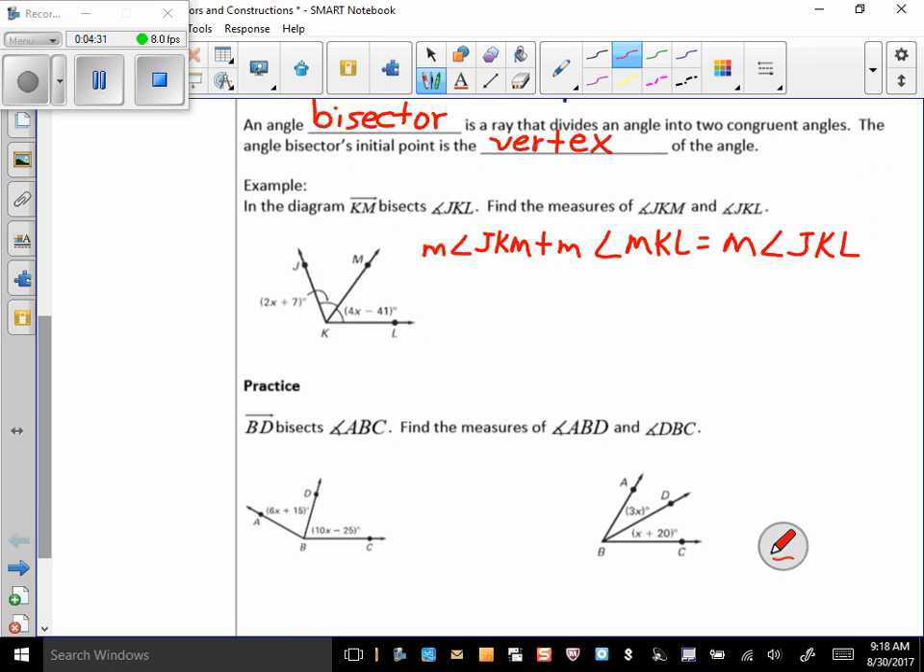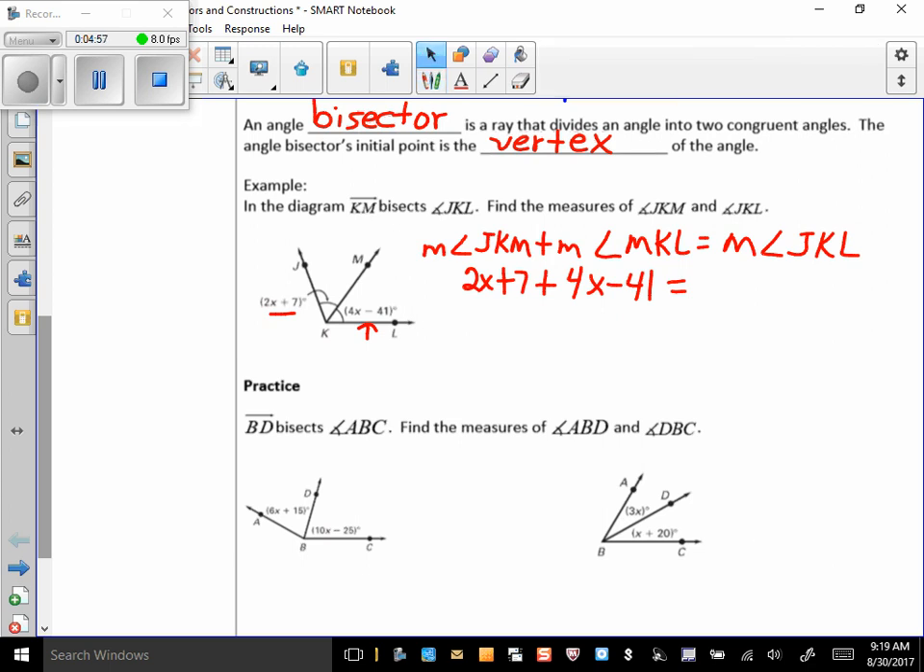Now we're just going to substitute what we know. Let's see, JKM is 2x plus 7. That's right there. 2x plus 7 plus MKL, which is right here, 4x minus 41, equals, and what do we know about JKL? Oh, guess what? I don't need the angle addition postulate, do I?